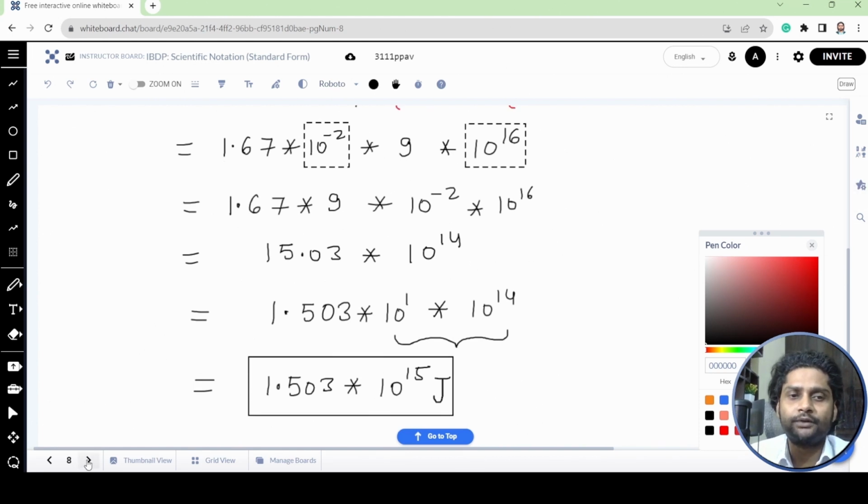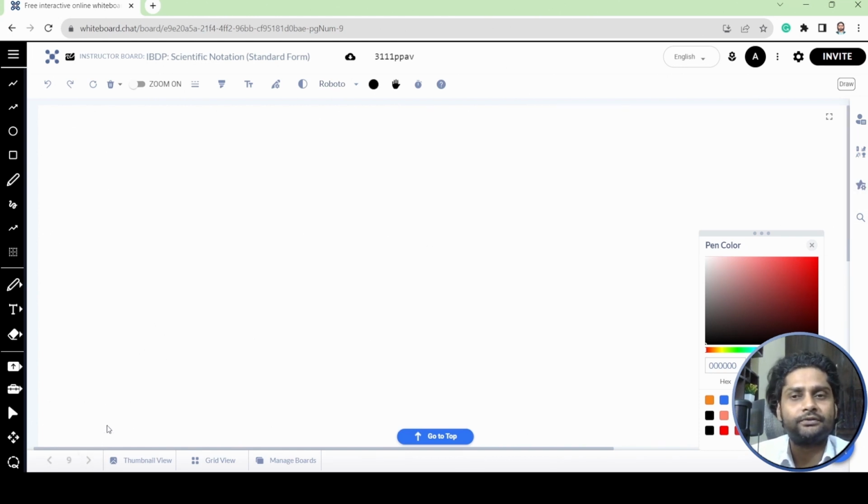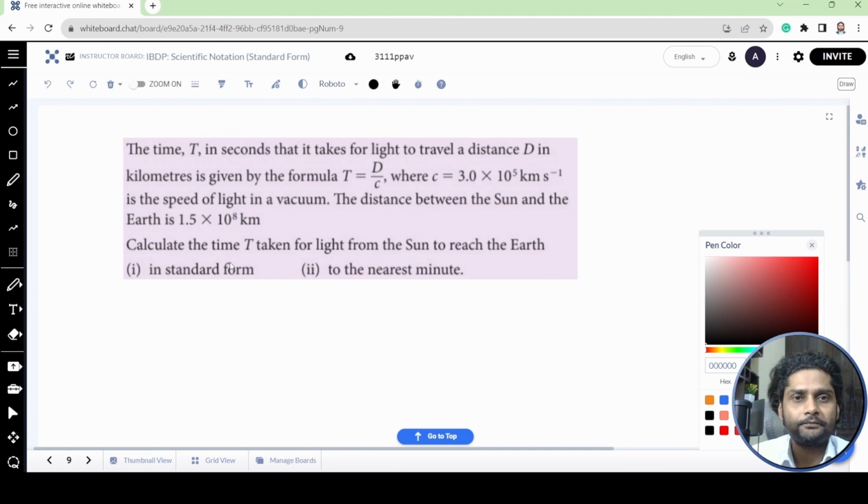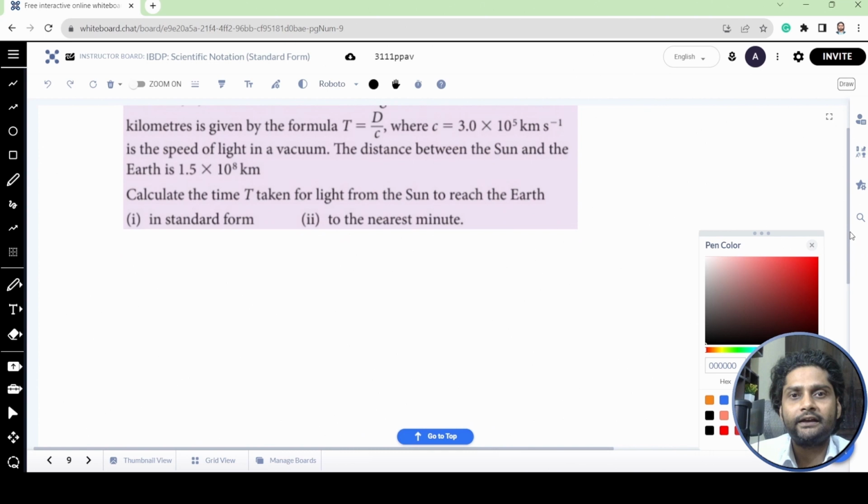I have a couple of more examples. Let us now focus on that. Okay students, again, similar situation, we are given a formula. We also have been given values to plug in, and we have to simplify that. We have to get time, T for time, D for distance, C for speed of light, and this is a very well-known formula, relation between speed, distance and time. So no problem, we can write that.